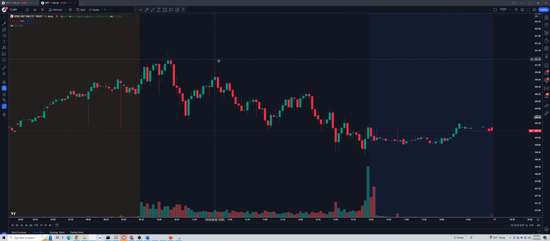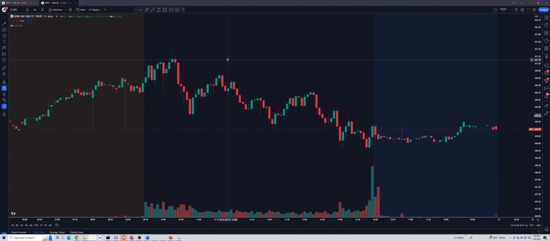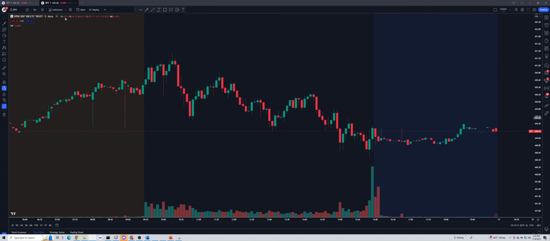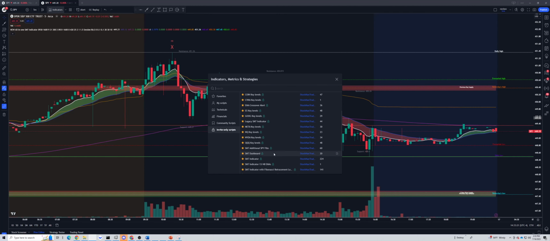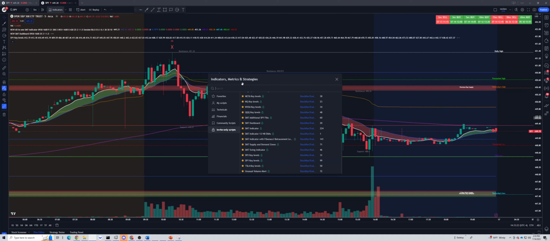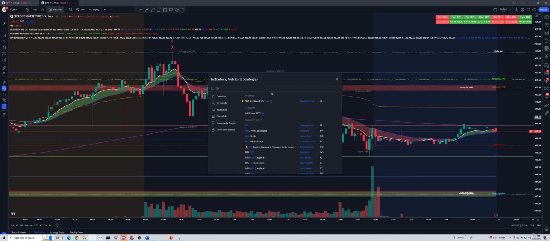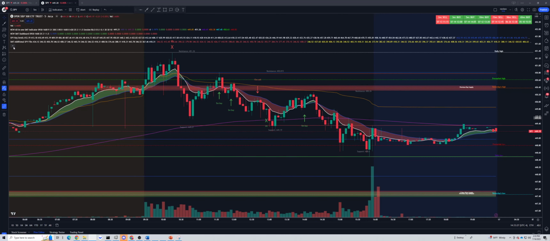Right here I have the SPY 5-minute chart pulled up. This is my favorite chart to trade. You can trade whatever you want; you can still use this method. I go to my indicators and add what I like to have to help me trade. I use my own algorithm: the all-in-one SMT indicator, SMT dashboard, SPY key levels, and then I have my SPY key fibs that I use. I just throw that on there.